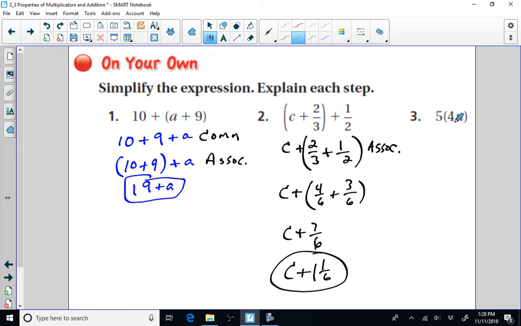My last example, I simply have to change what? Just the grouping here, right? So I don't have to change the order. The 5 times the 4, I'm going to group them, and then times the n. So the order doesn't change, just the grouping changes. So that's an example of the associative property. 5 times 4 is 20 times n. It's going to be 20n. So this would be an example of the associative property here, right? That's the associative property.